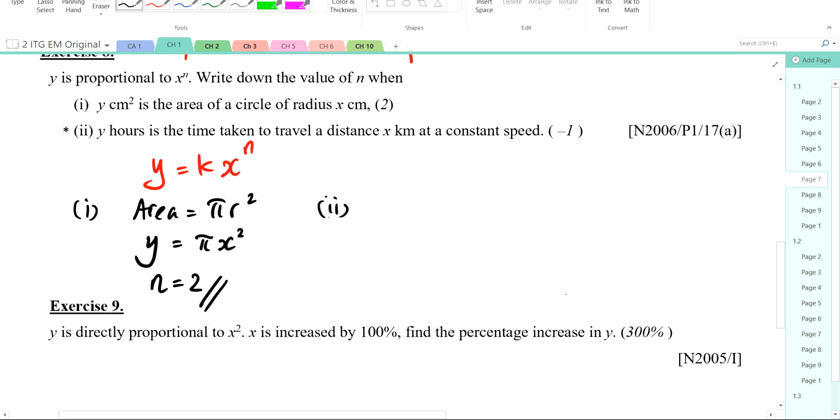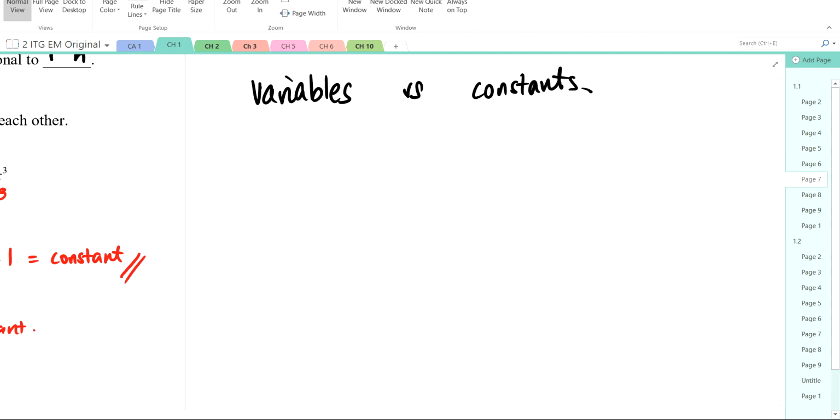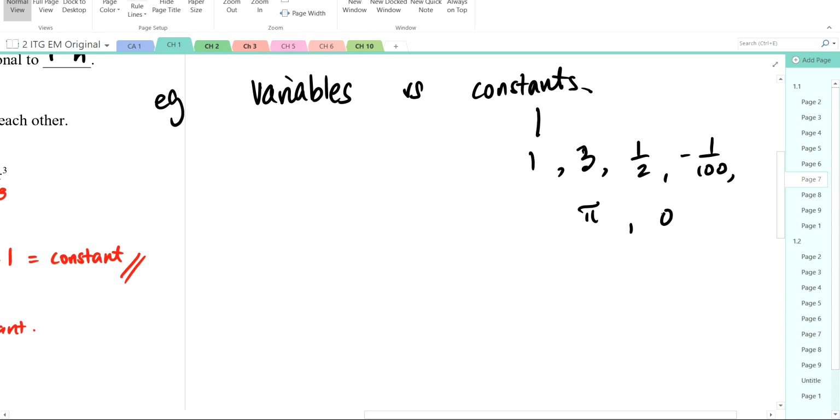Y is the time taken to travel a distance x, and it is at a constant speed. So examples of variables and constants. So constant we have, for example, 1. Give me some other examples of constants. 3. What else? Can it be fractions? Half, okay. Can it be negative numbers? Can? Okay, negative 1 over 100. Can it be, for example, pi? Can. How about 0.8 recurring? Is it a constant? All these are constants, yes?